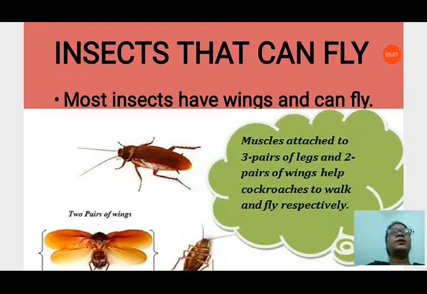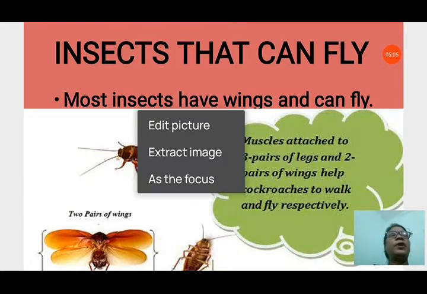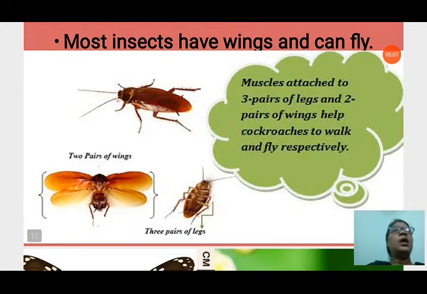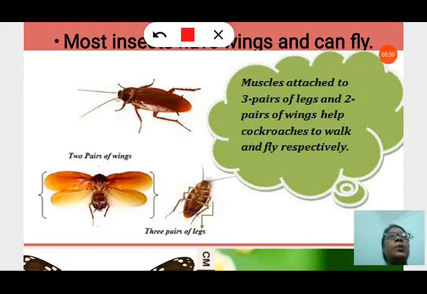Insects that can fly: some insects can fly. Most insects have wings and can fly. You can see here, muscles attached to three pairs of legs and two pairs of wings help cockroaches to walk and fly respectively. That means they have three pairs of legs that help them to walk and two pairs of wings attached to the body that help them to fly. Two pairs of wings you can see here, and three pairs of legs are also shown in this picture.